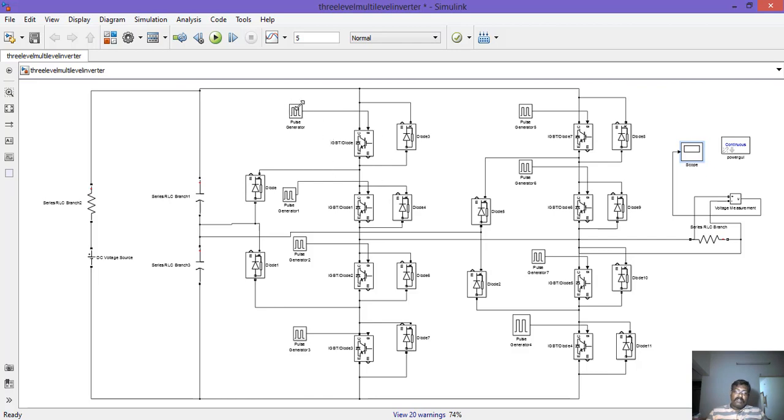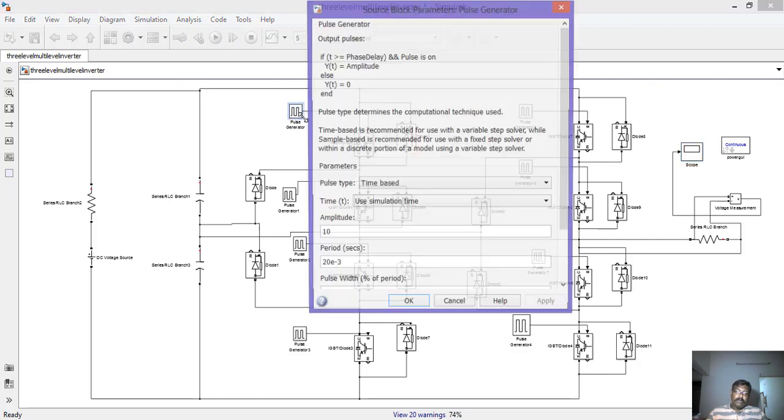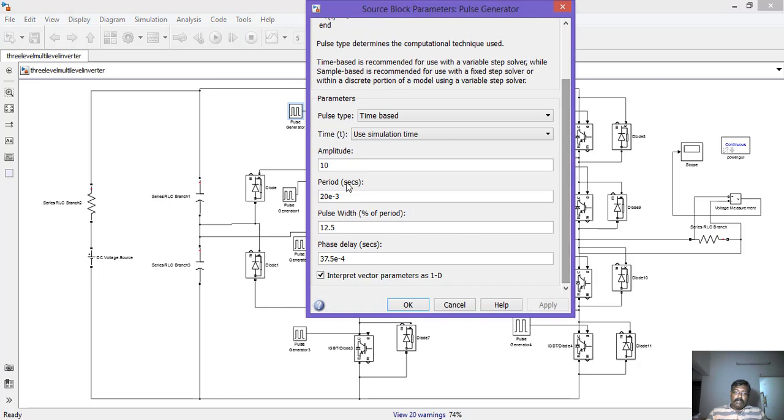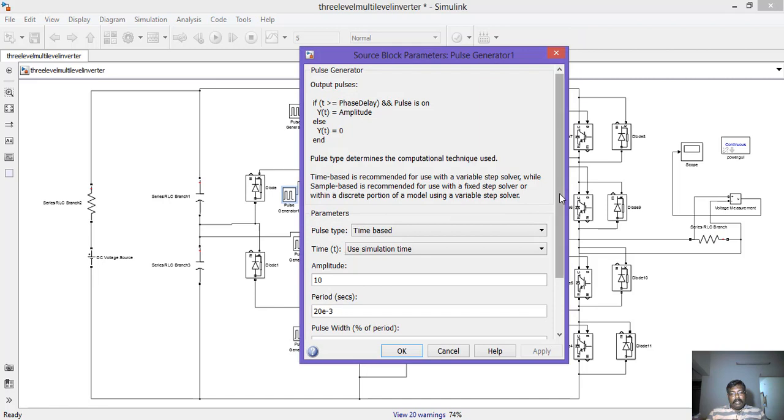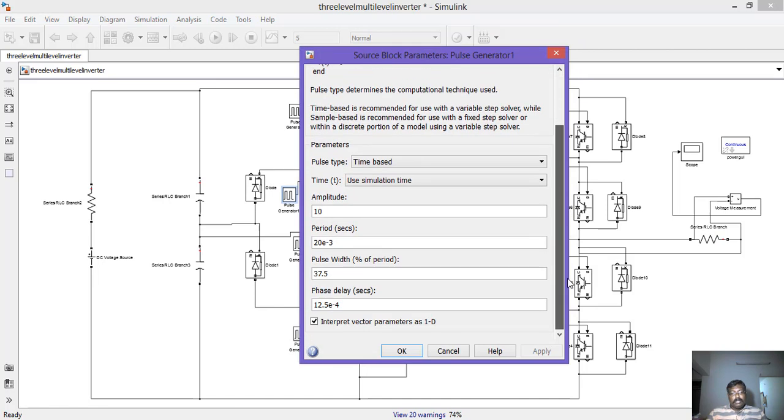Next, let us go into the configuration of the pulse generator block. Amplitude 10, time period 20e⁻³, pulse width 12.5, phase delay 37.5e⁻⁴. Next, amplitude 10, period 20e⁻³, pulse width 37.5, phase delay 12.5e⁻⁴.